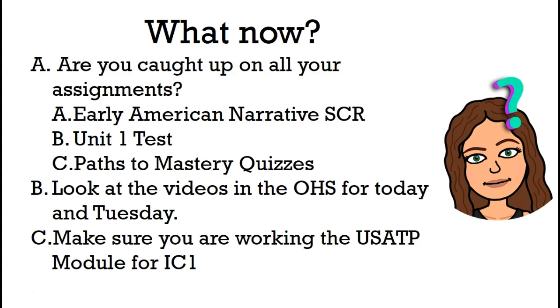Now, are you caught up on all your assignments? Have you completed and turned in the Early American Narrative Short Constructed Response? Have you taken the Unit 1 test? Have you been completing your Paths to Mastery quizzes? You have to have at least 5 of those completed by the end of our cycle. All right, and you need to make sure that you're getting your assignments turned in. That's also part of your Path to Mastery grade.